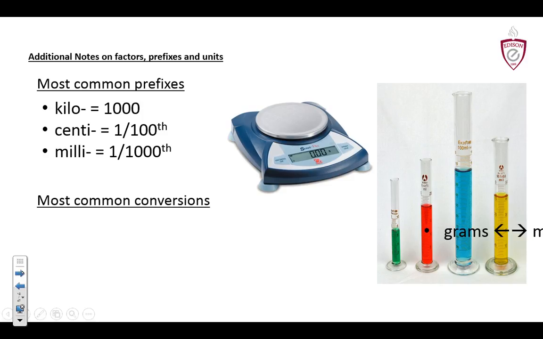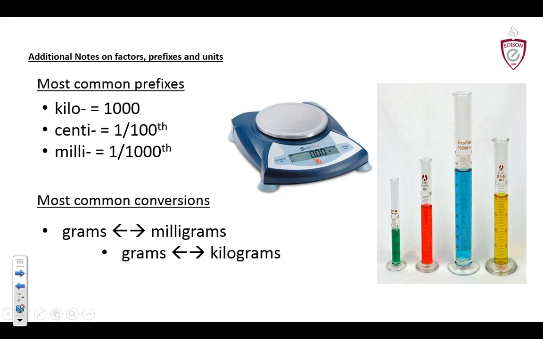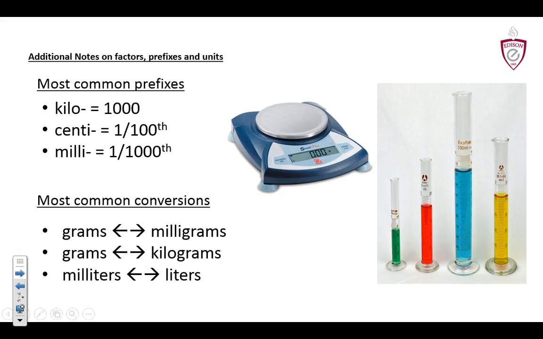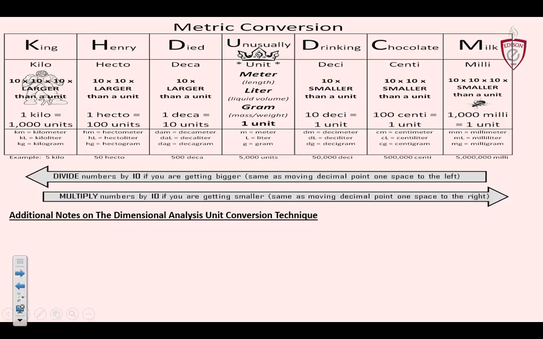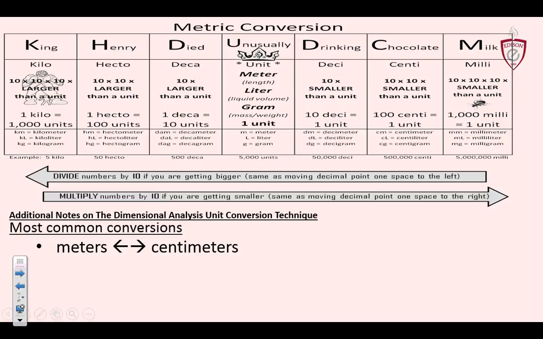The most common conversions that we're going to have to do is convert grams to milligrams and backwards, milligrams back to grams. That's why it's got a double-headed arrow. Grams to kilograms and kilograms back to grams. Again, the double-headed arrow. And finally, milliliters to liters and liters back to milliliters. So those are the most common prefixes and conversions that we're going to do this year. I'm going to show you the King Henry method for actually doing some of those common conversions.